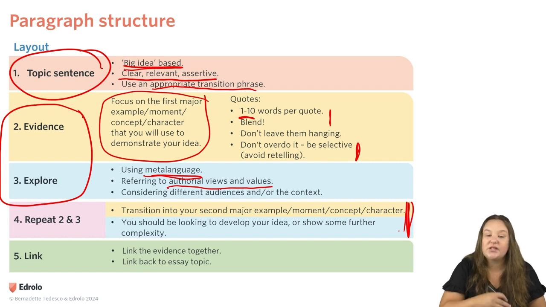The next thing you do is you repeat step 2 and 3. So you would transition into your second major example or moment, and then you would explore that second piece of evidence and repeat it again for a third example and exploration.